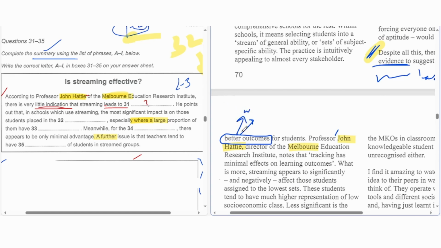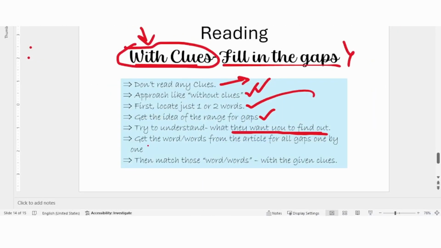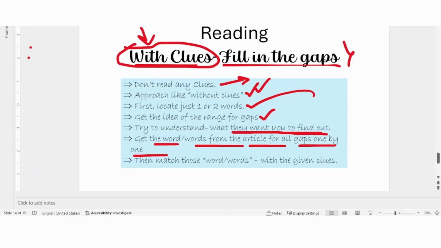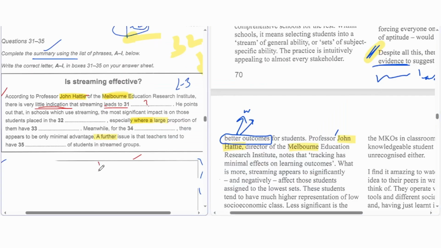It can be word or it can be words. See what they're saying: get the word or words from the article for all gaps one by one. What is going to be the answer for this one?